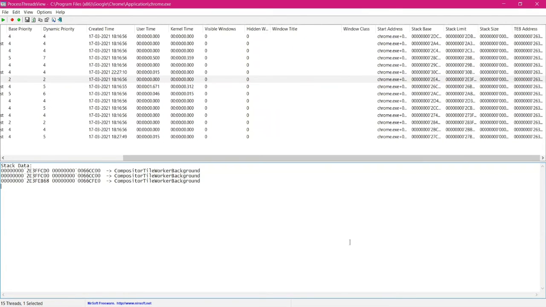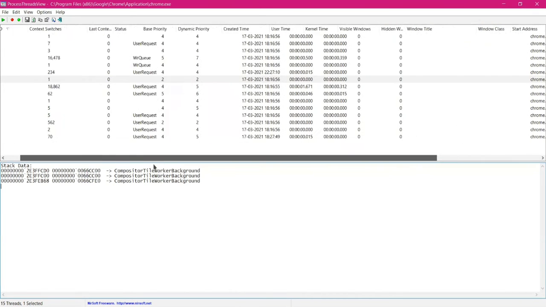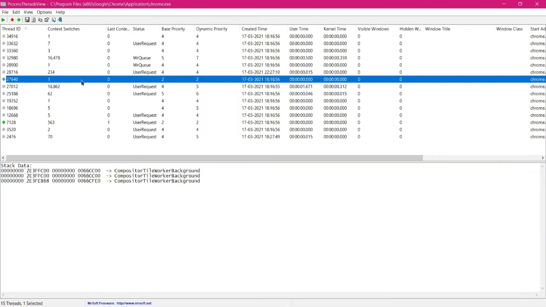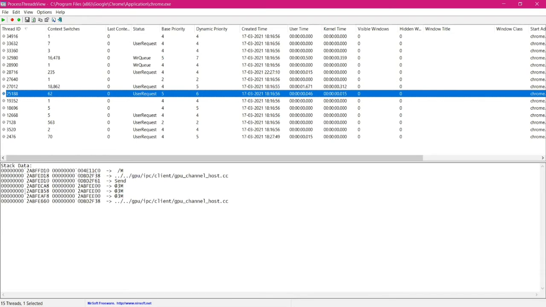And as I said in the beginning, a thread consists of a stack. So we see the stack information is also here, like the stack base, the stack limit, the stack size. We can click on any thread and we can see the stack data. This is the stack data of the thread. And this is the stack data of this thread having the thread ID 25188. So this shows the number of threads and the threads which are running right now in my system.